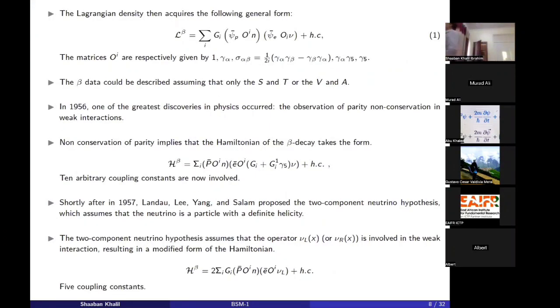And in fact, in this case, the Lagrangian will be generalized to this format, where we have operator O_i, which contains either 1 for the scalar, gamma 5 for the pseudo-scalar, gamma alpha for the vector, sigma alpha beta for the tensor, and gamma alpha gamma 5 for the axial vector. Then people realized that for beta decay, in fact, you don't need to consider all of this. It can be described using only S and T or V and A. For some reason, they chose V and A. For that reason, we have what was called, before the Standard Model, the V minus A interaction.